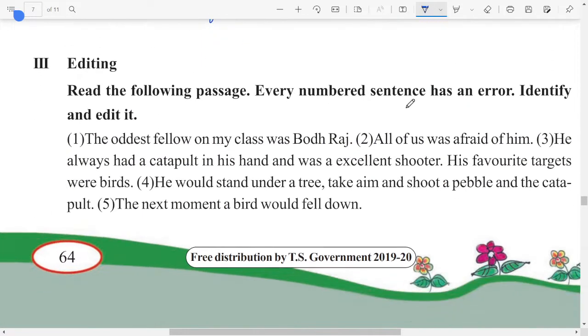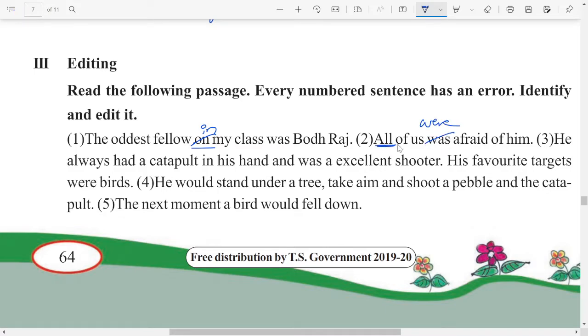Next, look at this editing. Read the following passage. Every numbered sentence has an error. Identify and edit it. So all of these five sentences have errors. Identify those errors and edit them. The oddest fellow on my class. So when you use class, you have to use in my class, not on my class. One error.